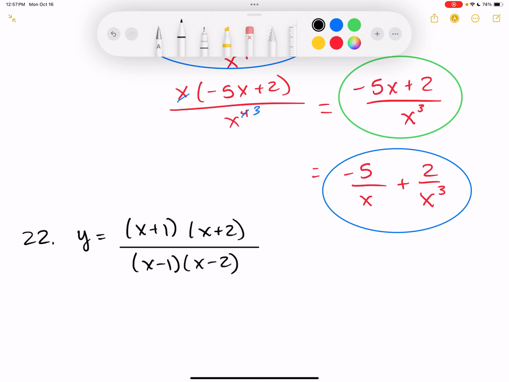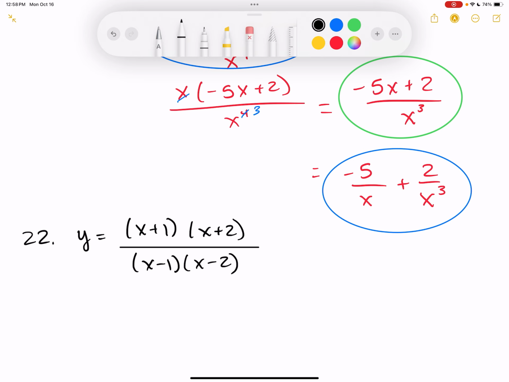We don't technically know how to do that yet, because that's in the next chapter. So what we're going to do is FOIL the top and FOIL the bottom and then take it that way. So overall, you're going to be doing the quotient rule? Yes, I am going to do the quotient rule.